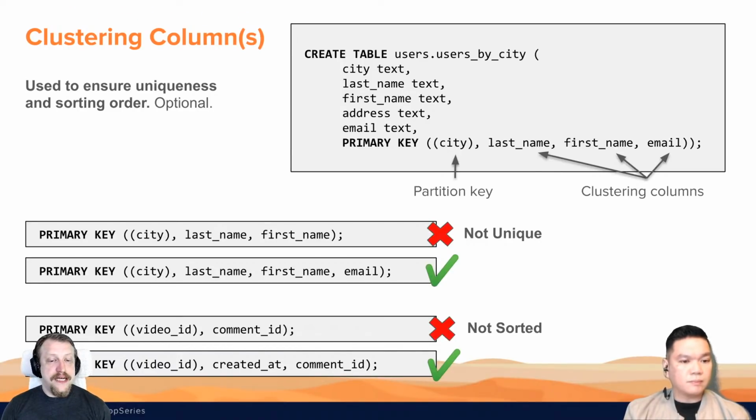So if you see it, the first example is wrong because the primary key is not unique. And the second example is good because we added email, and we hope every citizen of New York has a unique email. In the second case, the primary key with video ID and comment ID will work. We can retrieve comments having the video ID, but that's not a perfect scenario.